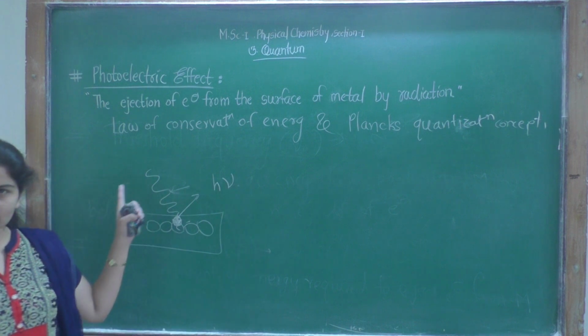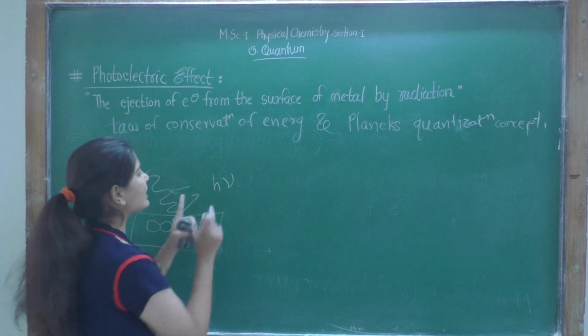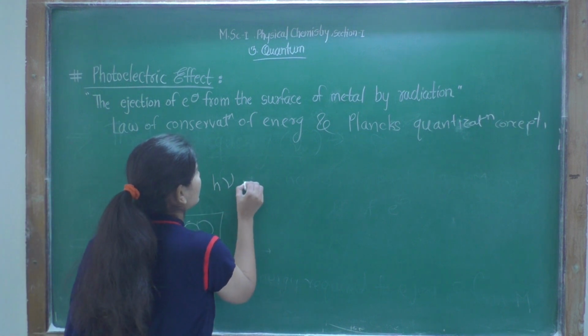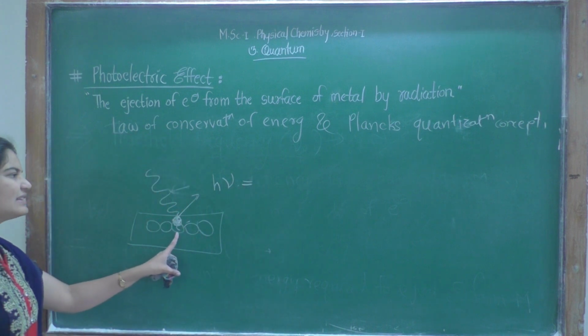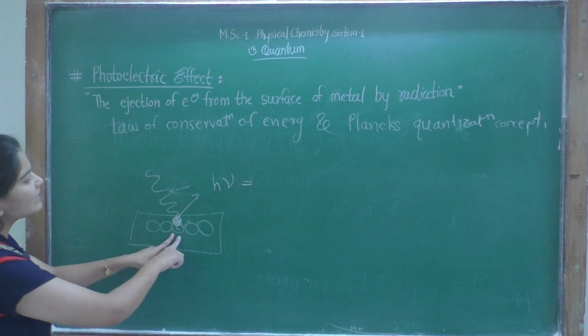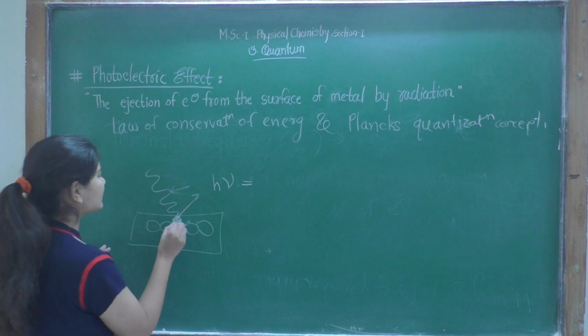Okay, it has energy of h nu. Now what happens? The electron gains energy of h nu. The total gain of energy by the electron is h nu, so it is the total energy. Now it is utilized by this electron for two things. First of all, it will eject from the metal surface, right? It has to eject from the metal surface.